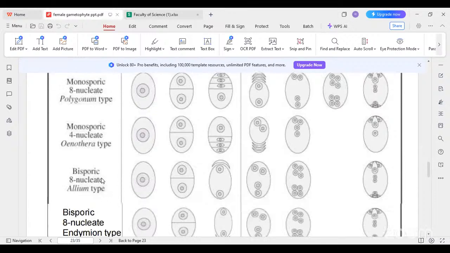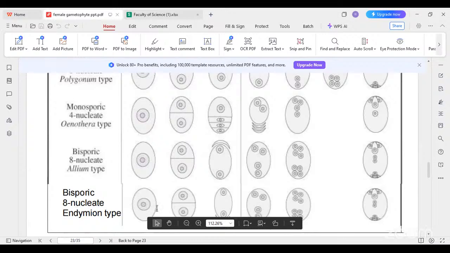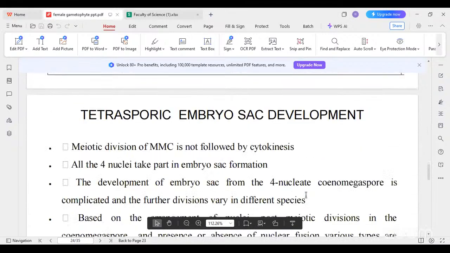And this one is the bisporic 8-nucleate Allium type, 3 plus 2 plus 3. The bisporic and polygonum types are similar. Bisporic 8-nucleate Endymion type is this one. Coming to the last one, the tetrasporic embryo sac development.